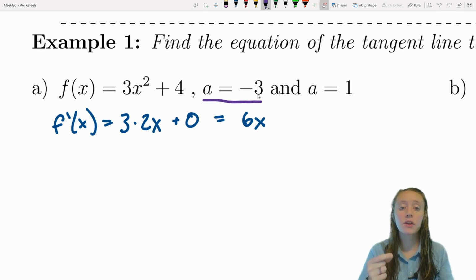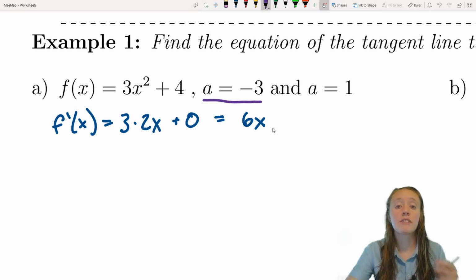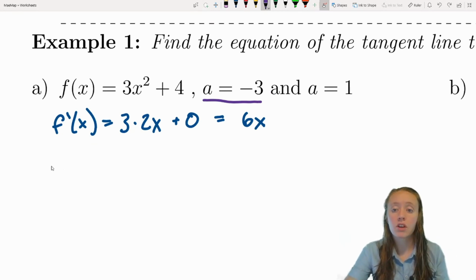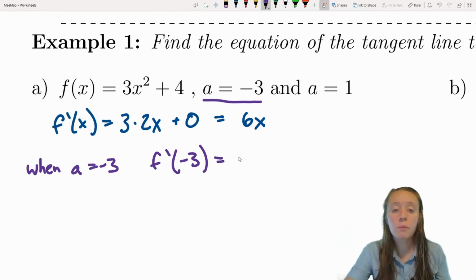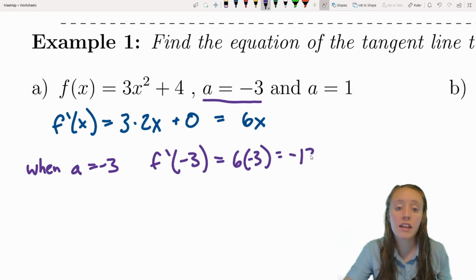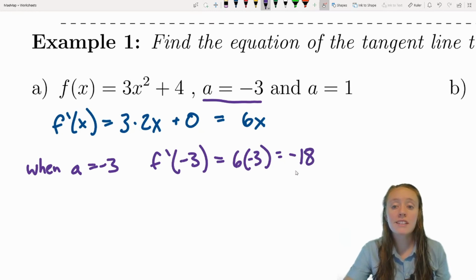So if my x value in this case is -3, I'm going to plug that right on in to find the slope at -3. So when a equals -3, I'm going to do f prime of -3. That's my slope to get 6 times -3, which gives me a -18. So my slope is -18 when a is equal to -3.